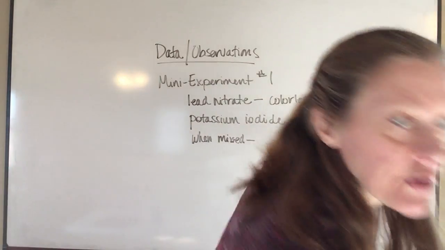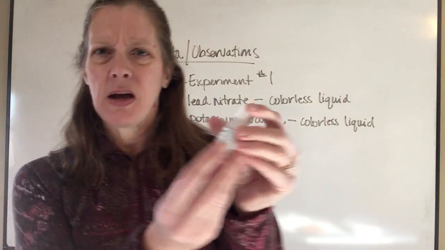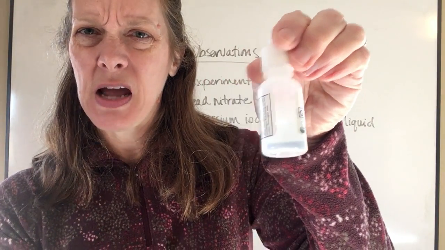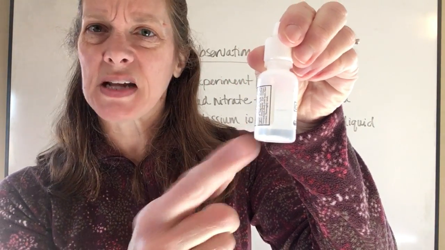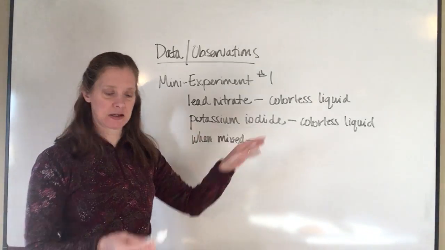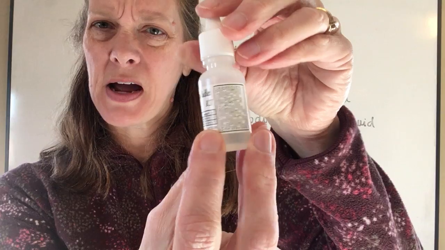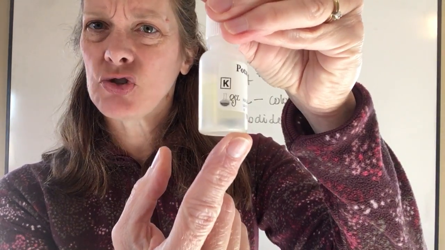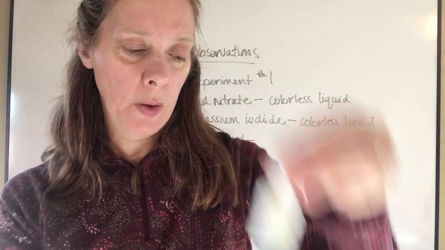So in this first experiment, we're going to be using 2 different liquids. One is lead nitrate, and so I can show you this bottle. This is lead nitrate, and if I turn it around, you can see that what's in here is just a colorless liquid. And then we're going to be using another one called potassium iodide, and that's in this bottle right here. And if you see where the bottle is, where the label is not, you can see that there's just a colorless liquid in here as well.